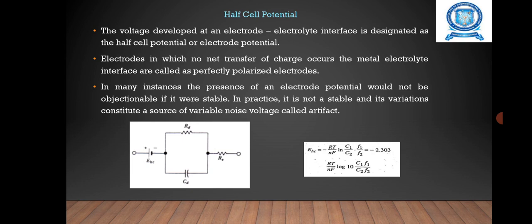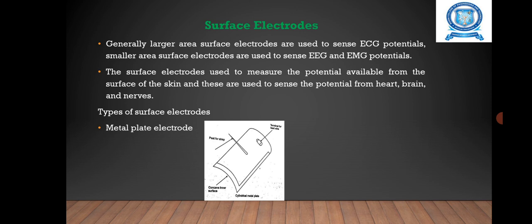The half cell potential developed can be expressed by the Nernst equation, where R represents the gas constant, T the absolute temperature in Kelvin, F the Faraday constant, and n the valence of the ion. C1 and C2 represent the concentrations of the selected ion, and f1 and f2 the activity coefficients of the ion on the two sides of the membrane. Next we are going to see the different types of electrodes.